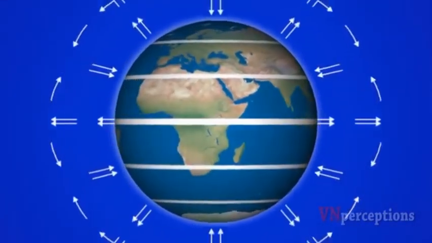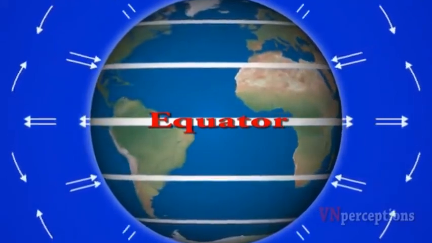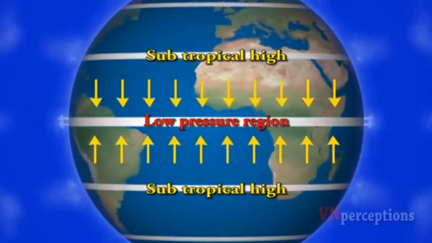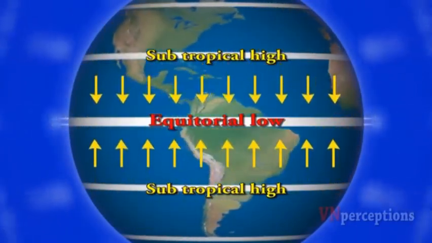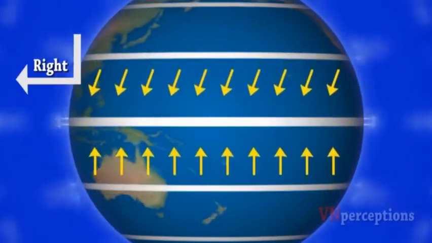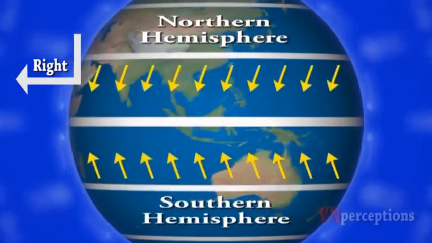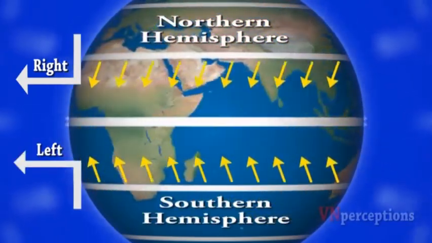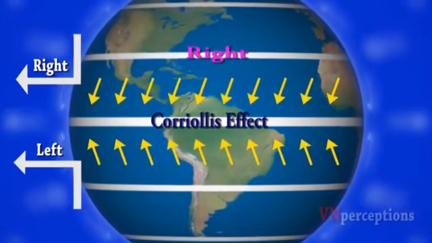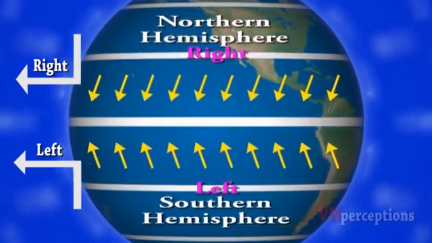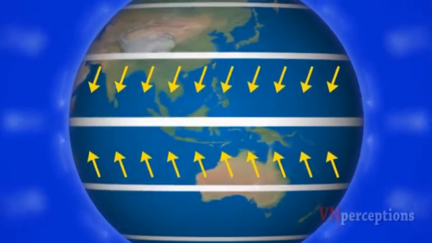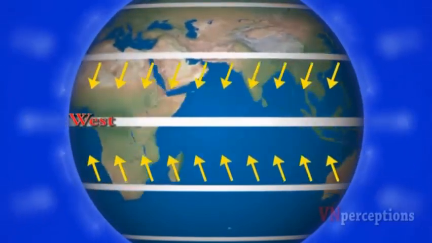On the surface of the earth, along the equator, the winds move from high pressure regions to low pressure regions, that is, from subtropical highs to the equatorial low in the northern and southern hemispheres. These winds bend to the right in the northern hemisphere, and in the southern hemisphere, the winds bend to the left. And this is described as the Coriolis effect. The winds bend to the right and left in the northern and southern hemispheres respectively, because the earth is spherical in shape and the earth rotates from west to east.